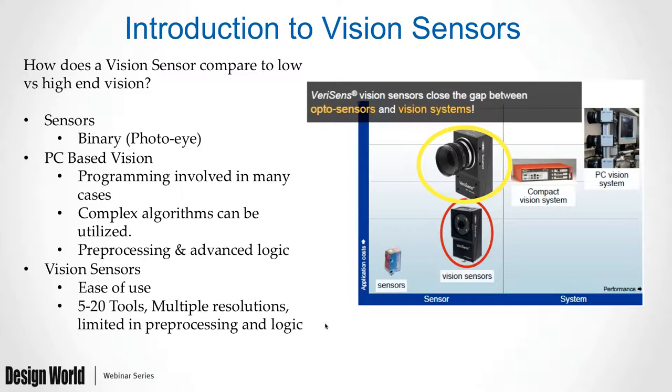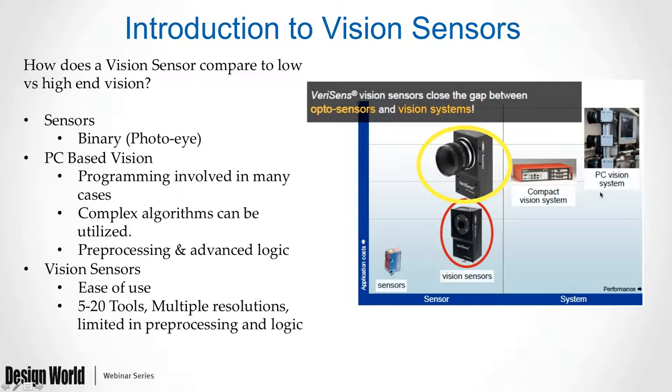So we'll talk about how a vision sensor compares low end versus high end, right? Because we have various vision sensors and vision systems out there. On the very low end, we take a look at this little graphic talking about application costs going up, looking at sensors versus vision systems, and it's really PC-based vision systems. Sensors in the lower half are very basic binary devices that can give us basically one type of application. Versus on the very high end, we're talking about PC vision, right?